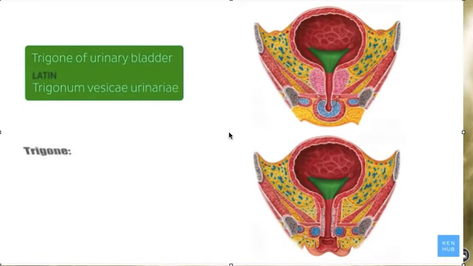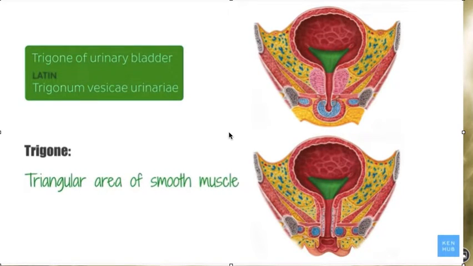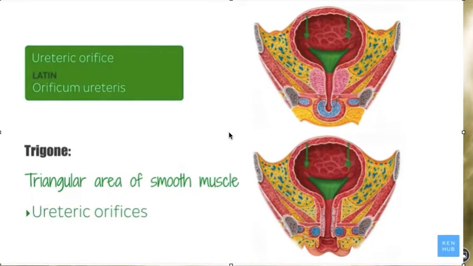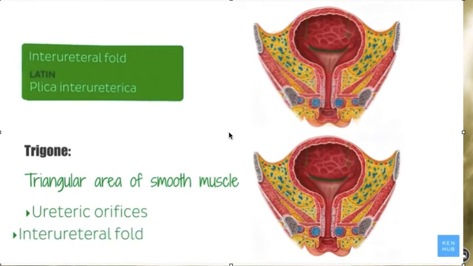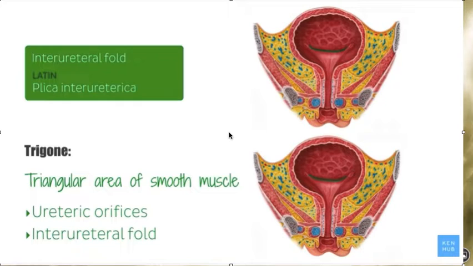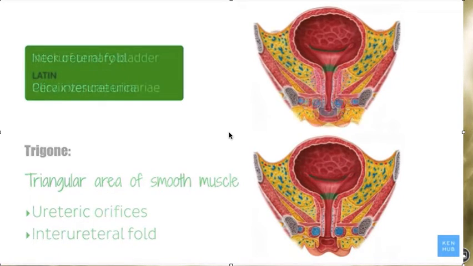The trigone of the bladder is found on the internal surface of the fundus, and it's an upside-down triangular area of smooth muscle with its superolateral angles formed by the ureteric orifices, which we can see pointed out by these arrows. These orifices are the openings of the two ureters in the bladder, and between them lies a membranous fold called the interureteral fold. The interureteral fold is a fold of mucous membrane which has several other names: Mercier's bar, the interureteric fold, or the interureteric crest.